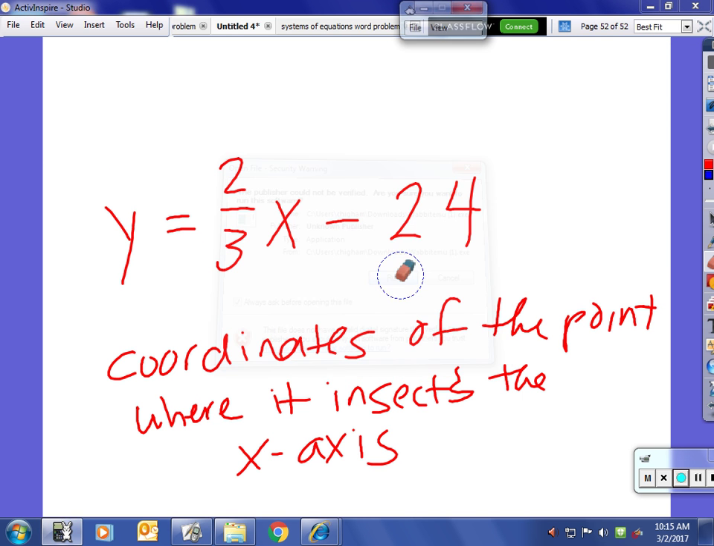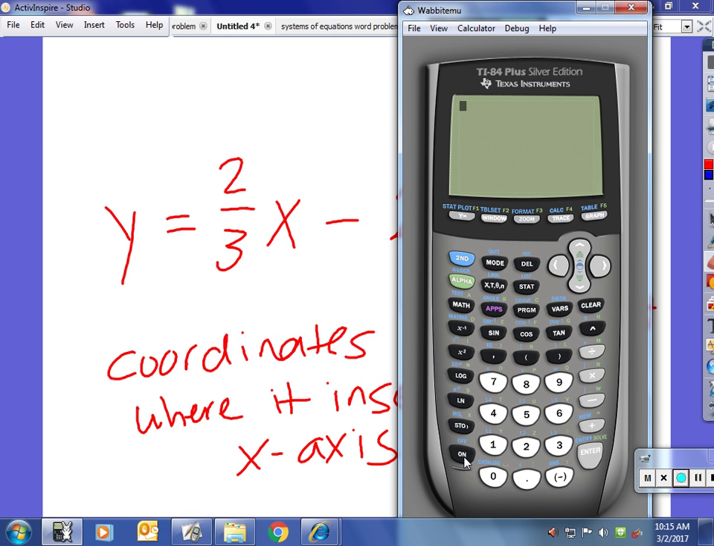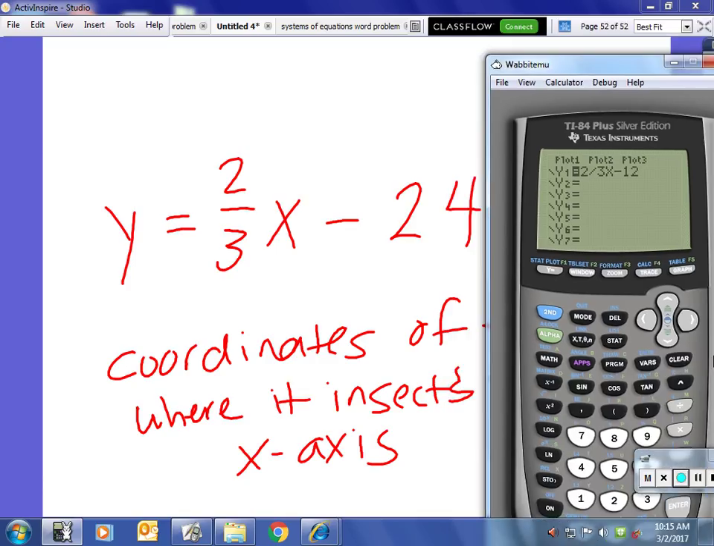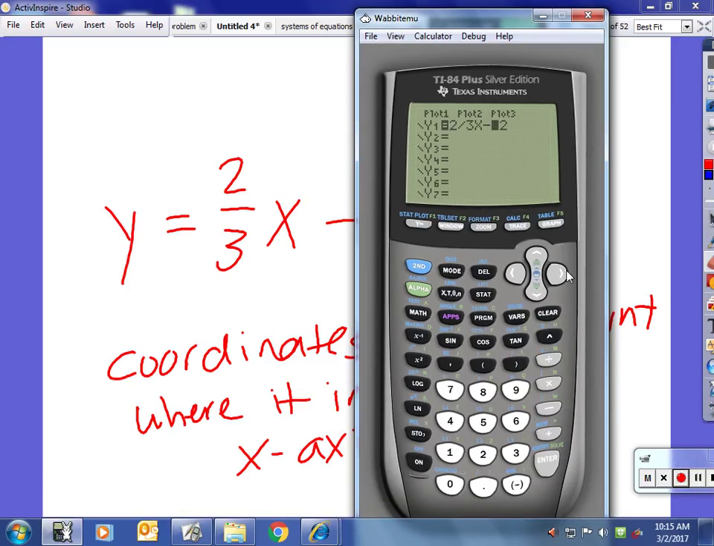Now let me show you what some kids did. And they call me over and they say, my calculator's broken. It's not working. Because this is what they did. They put in y equals 2/3 x minus 24. And first of all, they didn't zoom out. Hold on, let me unzoom. Let me go back to zoom 6. And then they went second function, calculate, intersection, first curve, second curve, and it wouldn't get off second curve. And they said, okay, it's broken.